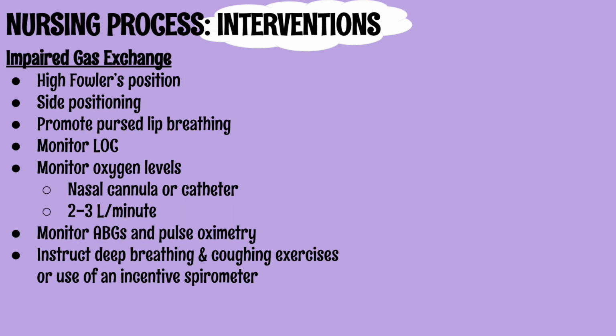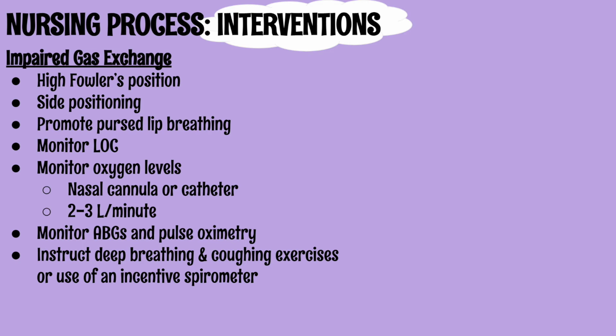Okay, our next diagnosis, impaired gas exchange. So let's go over some interventions we can implement to improve gas exchange in our patient. So we could put this patient in a high Fowler's position to promote lung expansion, or we could turn them to the side to promote lung aeration. We want to promote pursed lip breathing and teach the client that pursed lip breathing will open up the airway and allow them to exhale easier.